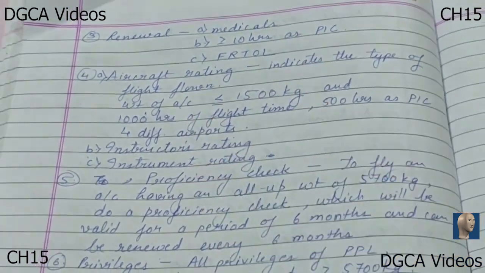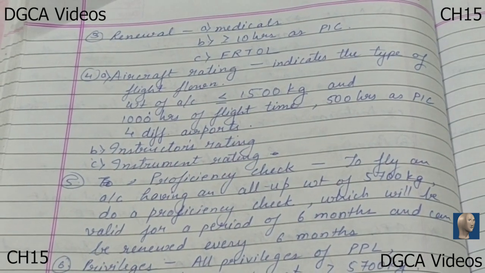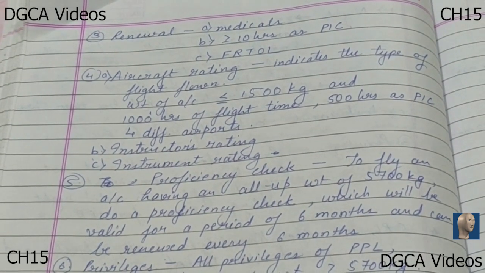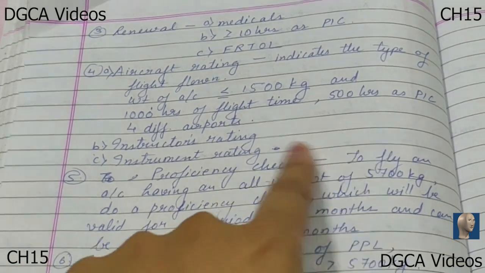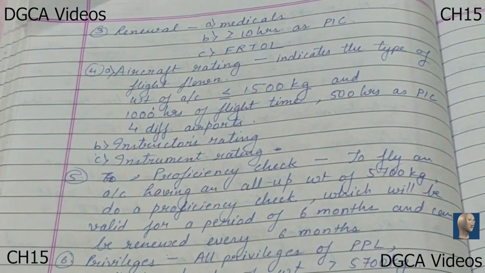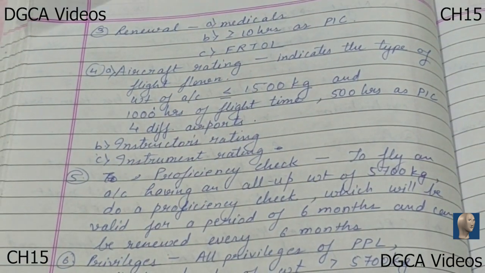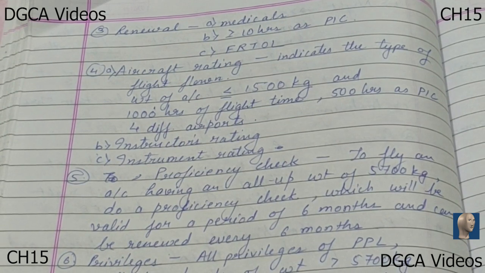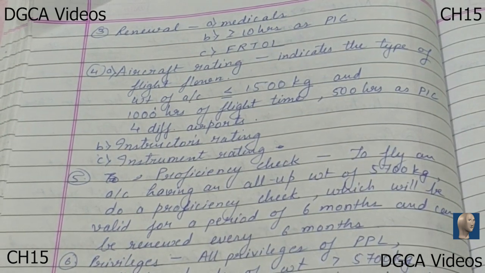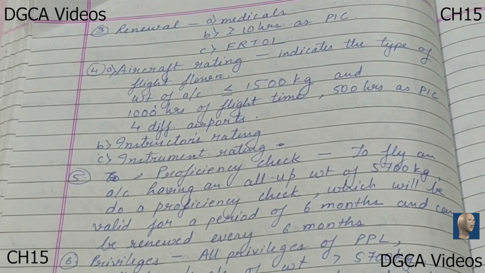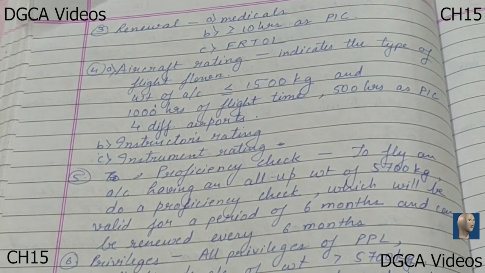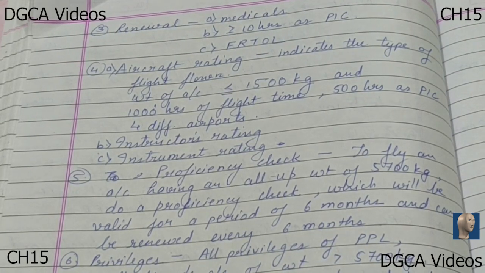Moving on, again the ratings. So here we'll be talking about 3 types of ratings: aircraft rating, instrument rating, and instructor's rating. Instrument rating is again the same, that for IFR flying you need it. Instructor's rating. So instructor's rating means you'll be able to impart instructions. You'll be able to give instructions.